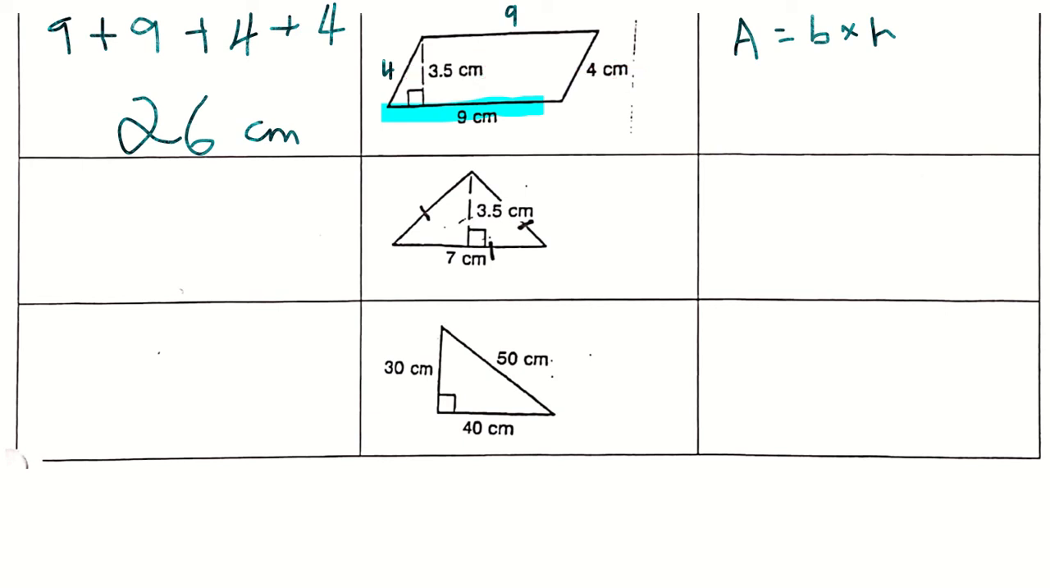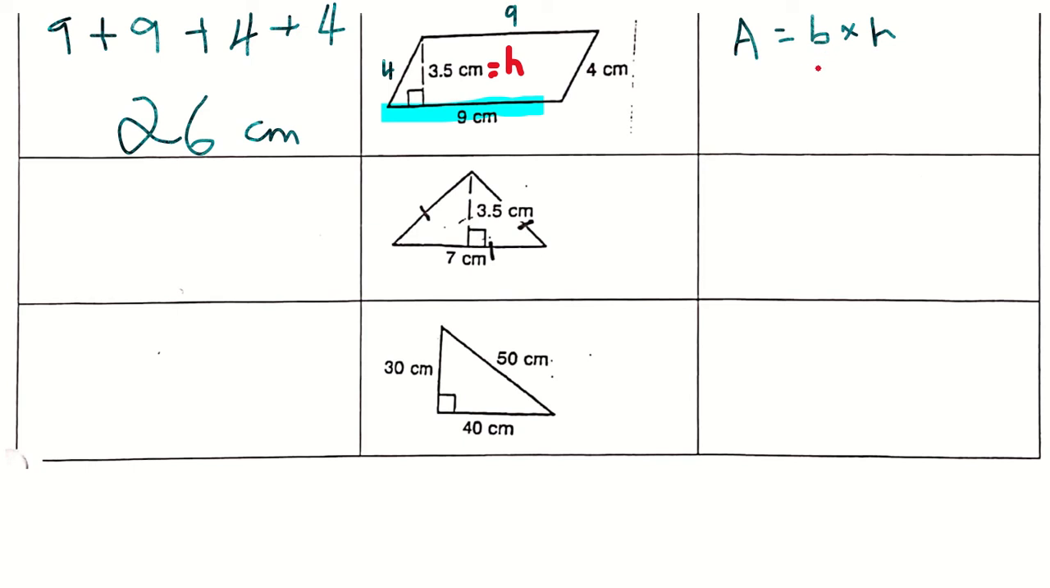The height on these type of shapes, if there's a dotted line, that is the actual height. So this 3.5 is the height, not the 4. The 4 would just be a width. Height is always represented by a dotted line.